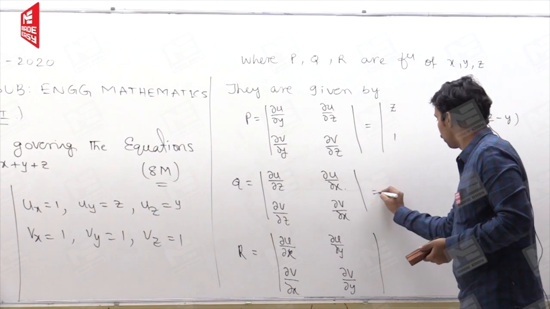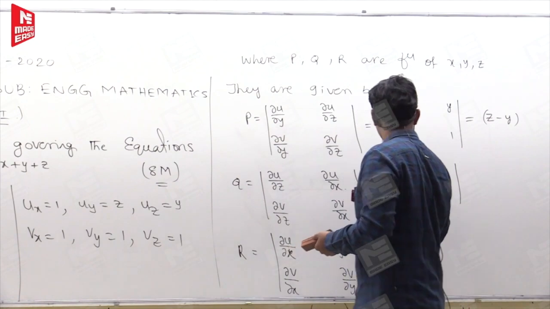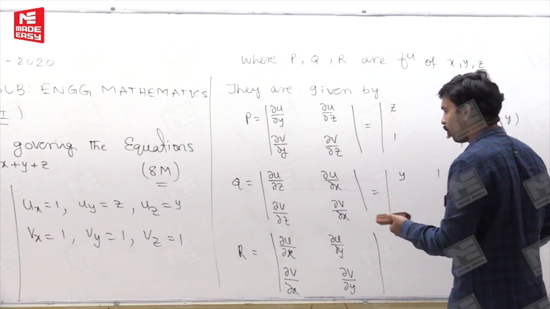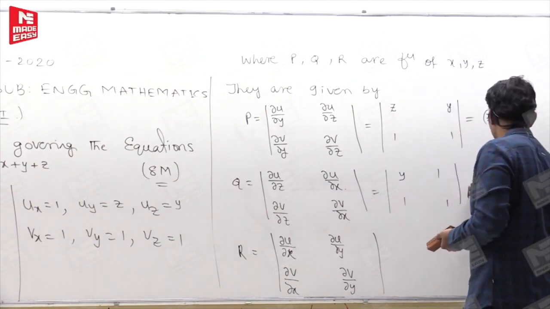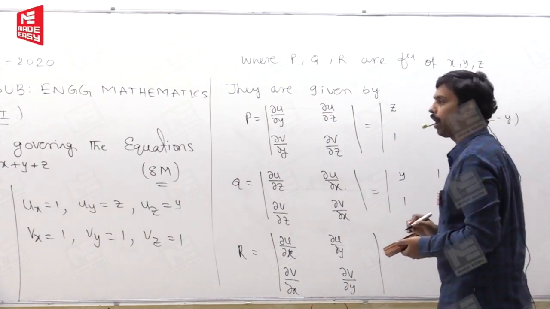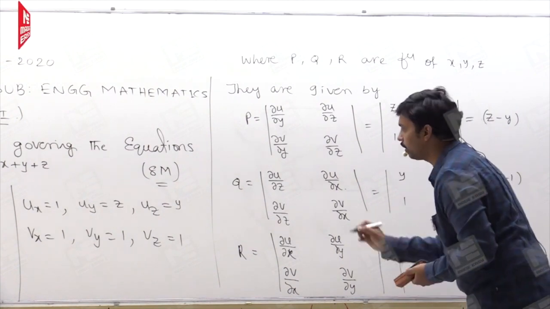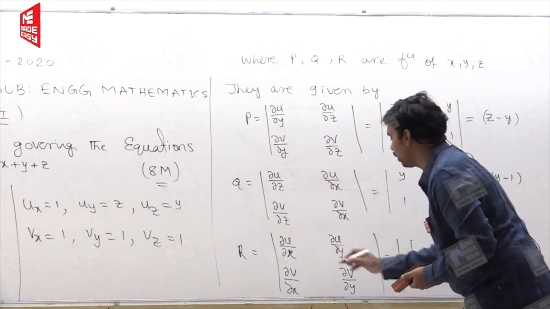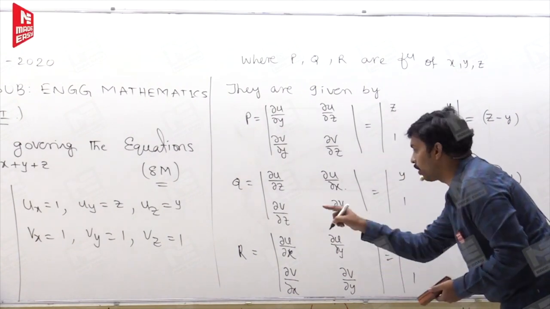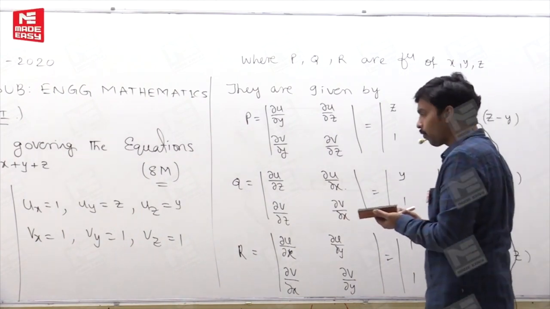Now coming to Q. In this Q, ∂u/∂z is y, and ∂u/∂x is 1, and ∂v/∂z is 1, 1 here. So this is going to be y minus 1. Then again for R, ∂u/∂x is 1, ∂u/∂y is z, and ∂v/∂x is 1, ∂v/∂y is 1. So this is 1 minus z.